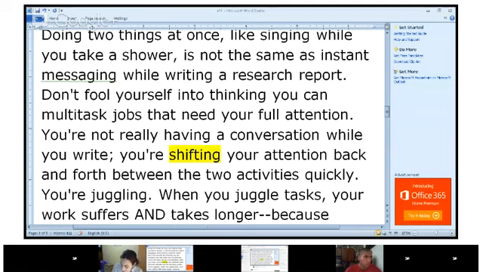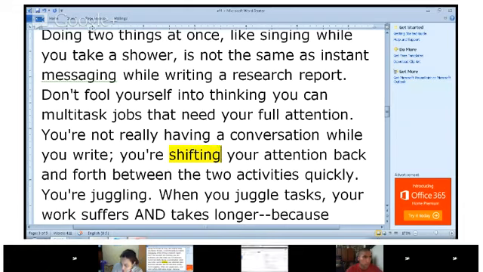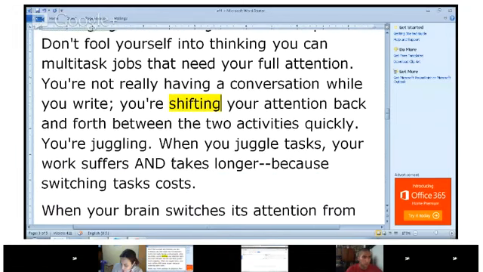When you switch between two jobs, this will take a long time to adjust to the new job. Right. So she's talking about the fact that something takes longer and your work suffers. Now, do people understand?